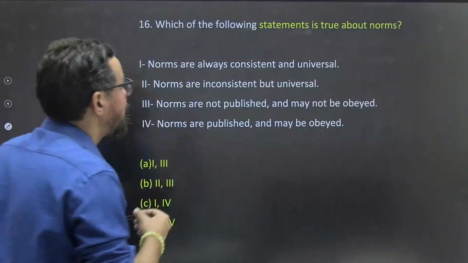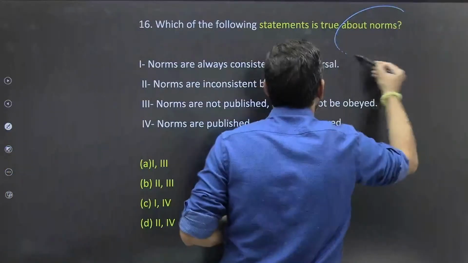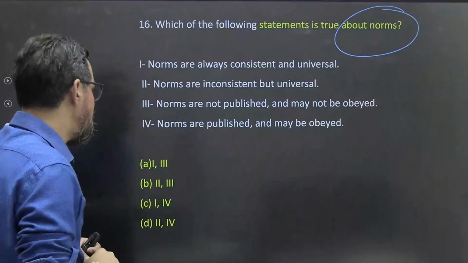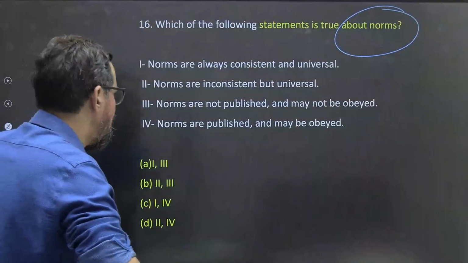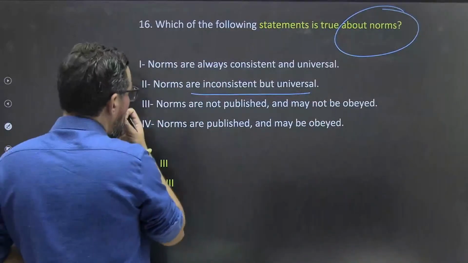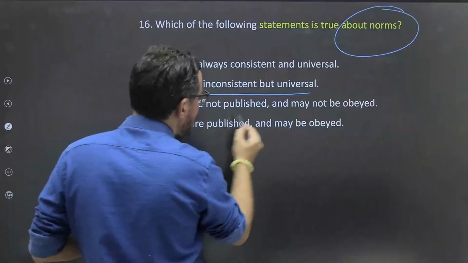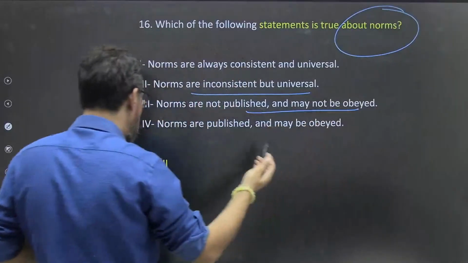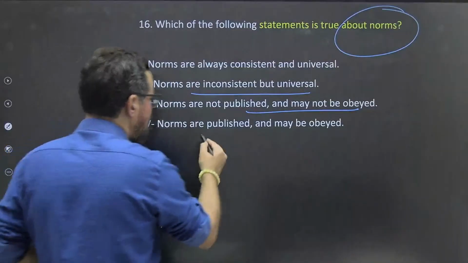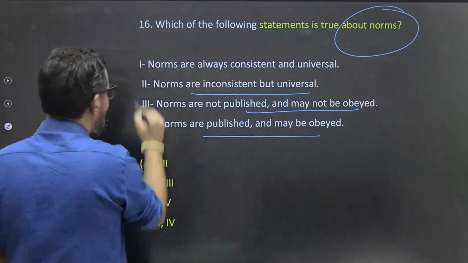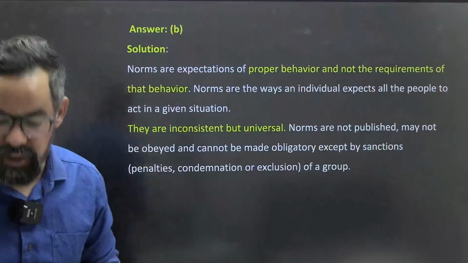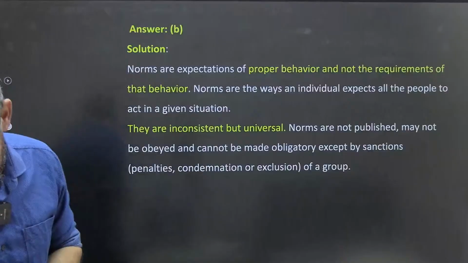Which of the following statements is true about norms? Norms are always consistent and universal. Norms are inconsistent but universal. Norms are not published and may not be obeyed. Norms are published and may be obeyed. So what will be your correct answer? This is wrong and this is wrong. 2 and 3, so option B should be the right answer for this one, okay.